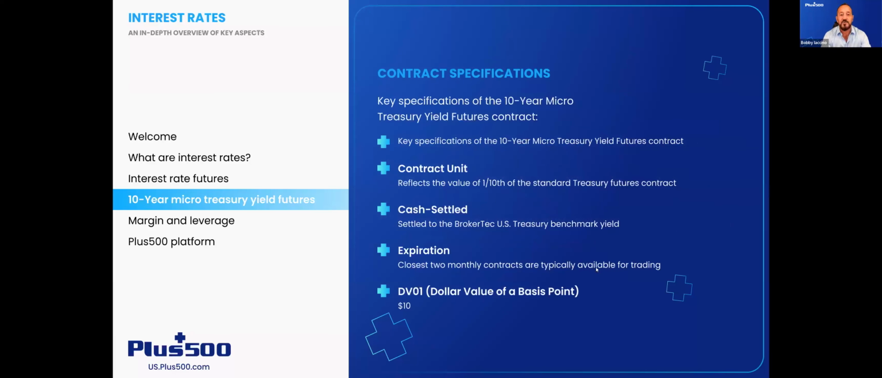So let's look at contract specifications of the 10-year micro, all right? The key specifications are the contract unit.